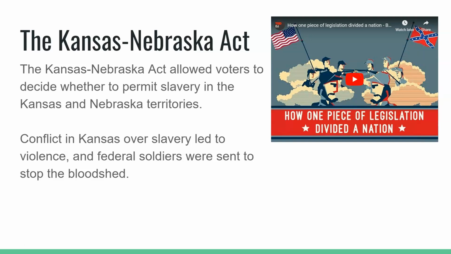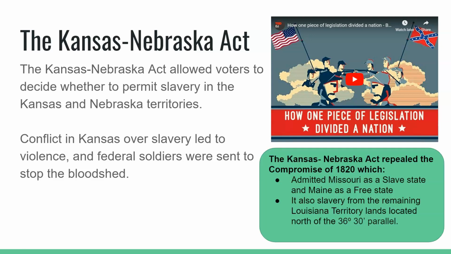I'm not going to play this video now, but I recommend that you come back to the presentation and view it. It talks about how you can almost pinpoint the Civil War to this one piece of legislation as being so pivotal. Another thing that we need to discuss about the Kansas-Nebraska Act is that it, in effect, repeals the Compromise of 1820. Remember when we talked about the 36°30' line that went across the country? Well, that line said that slavery would only be permitted south of that line. In effect, the Kansas-Nebraska Act repeals the Compromise of 1820.